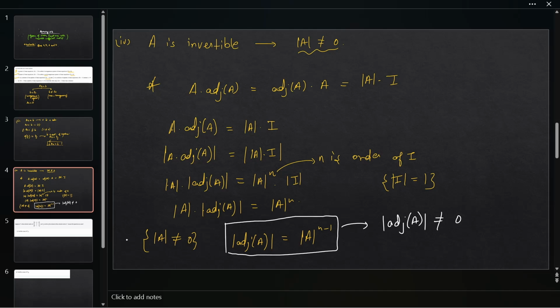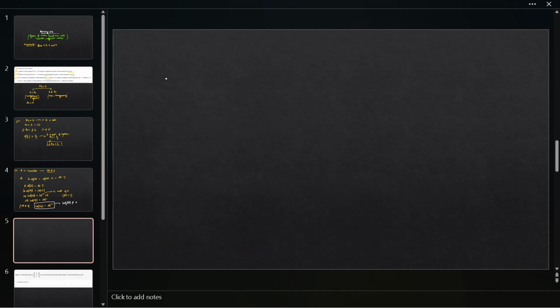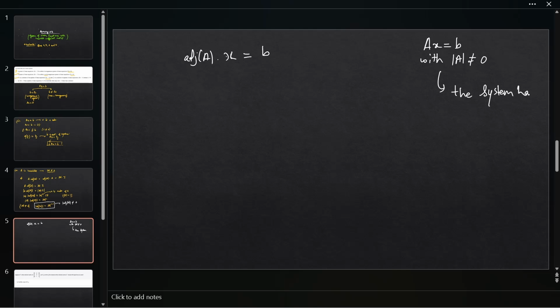Okay. So given this, we have the system adjoint of A times x equal to b. What can we comment about this system? So we have seen this multiple times. If we have Ax equal to b with determinant of A not equal to 0, we can directly say that the system has a unique solution.